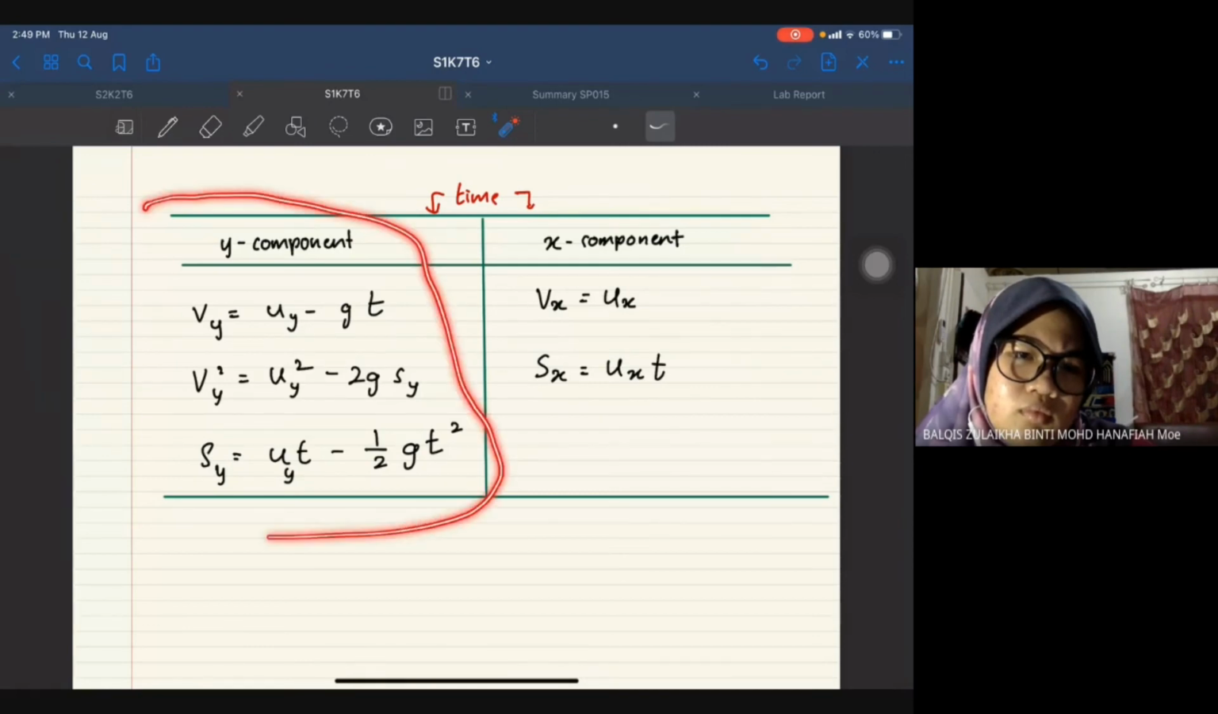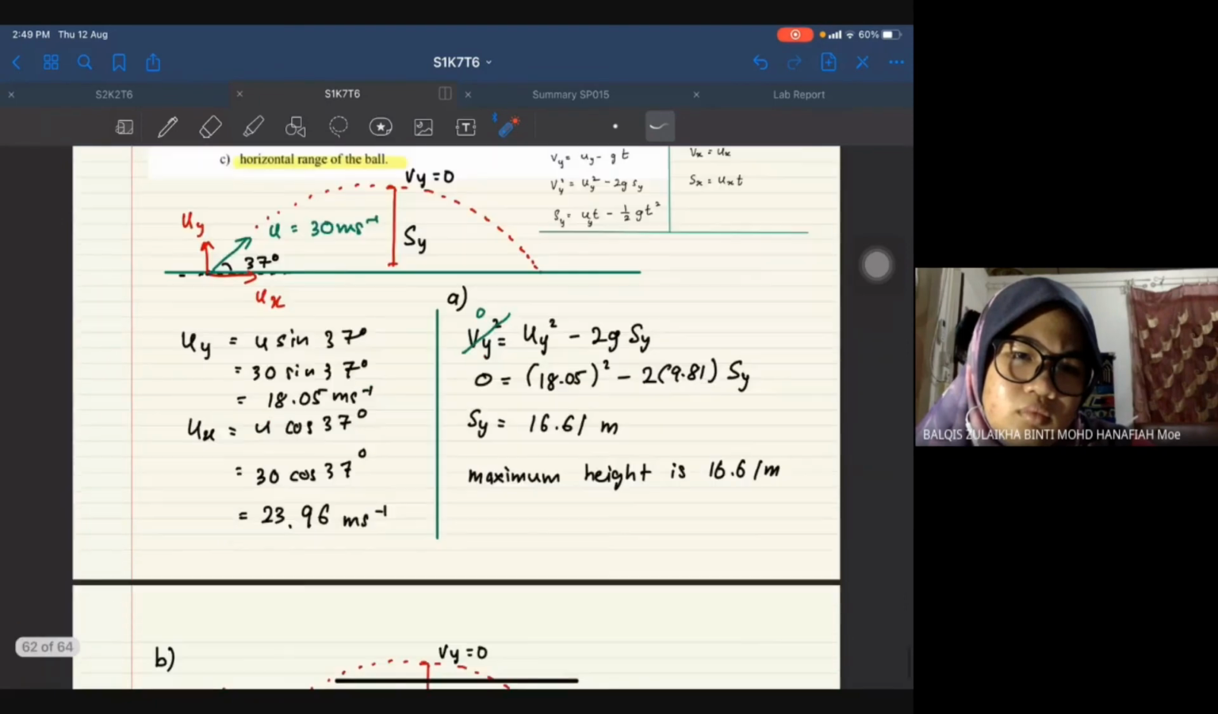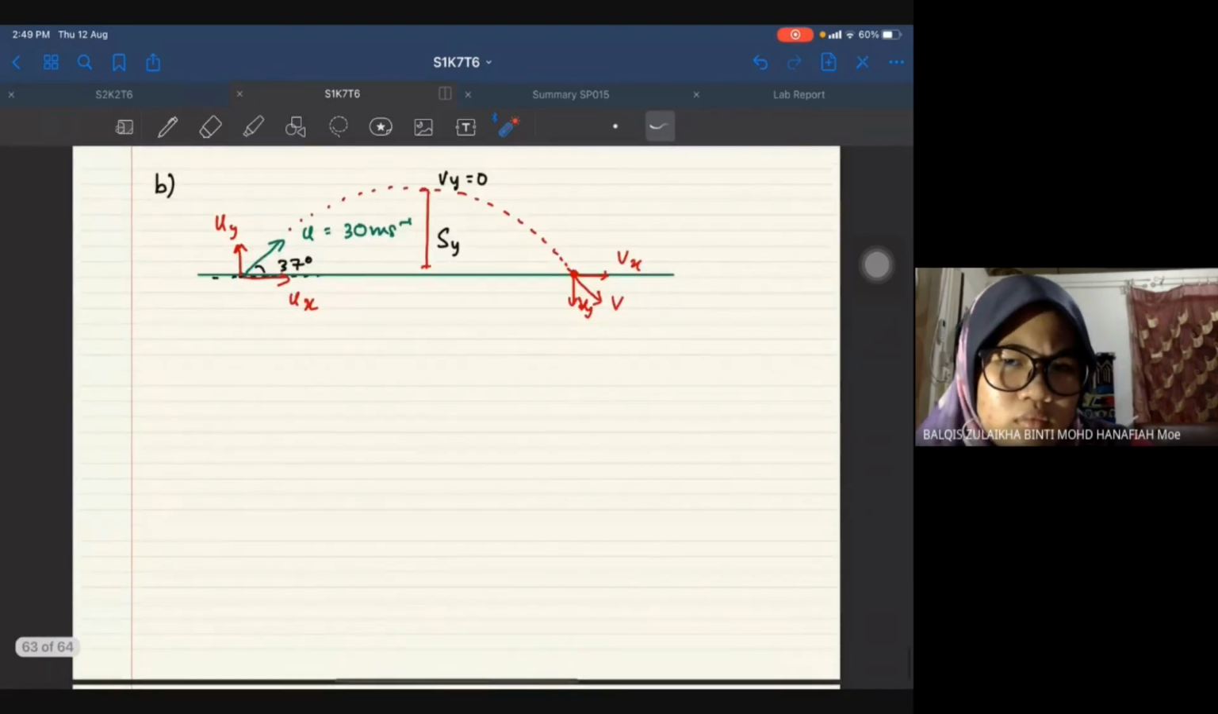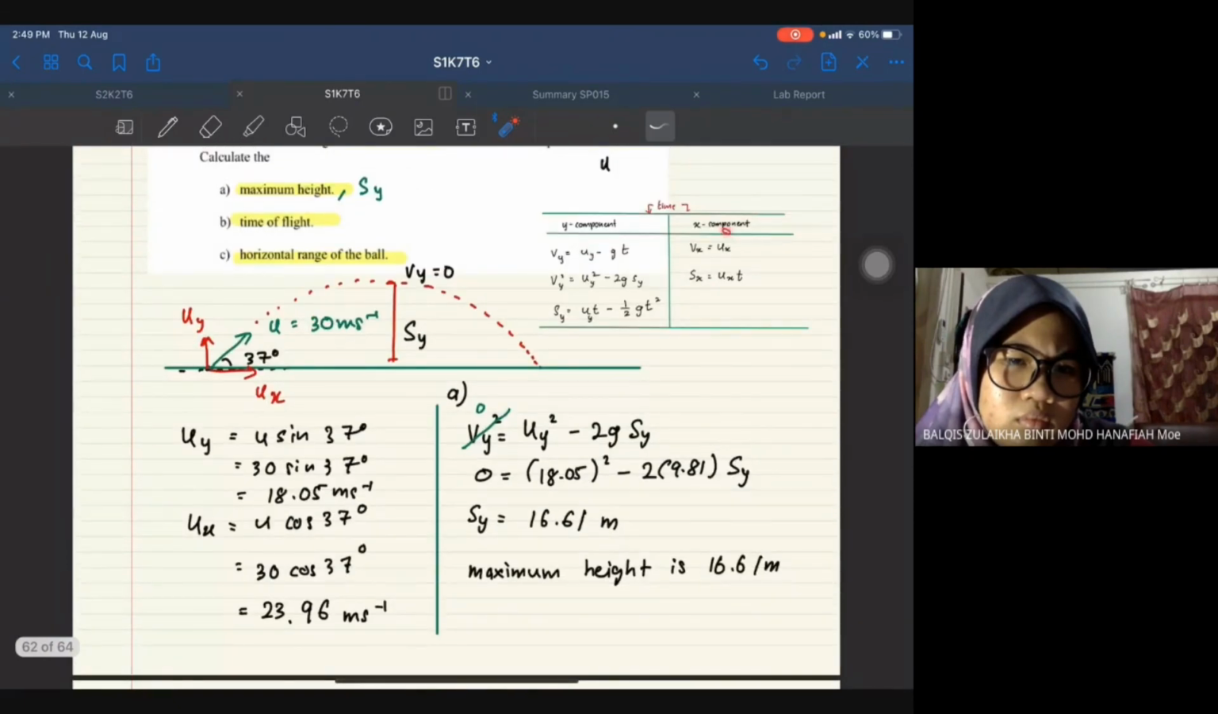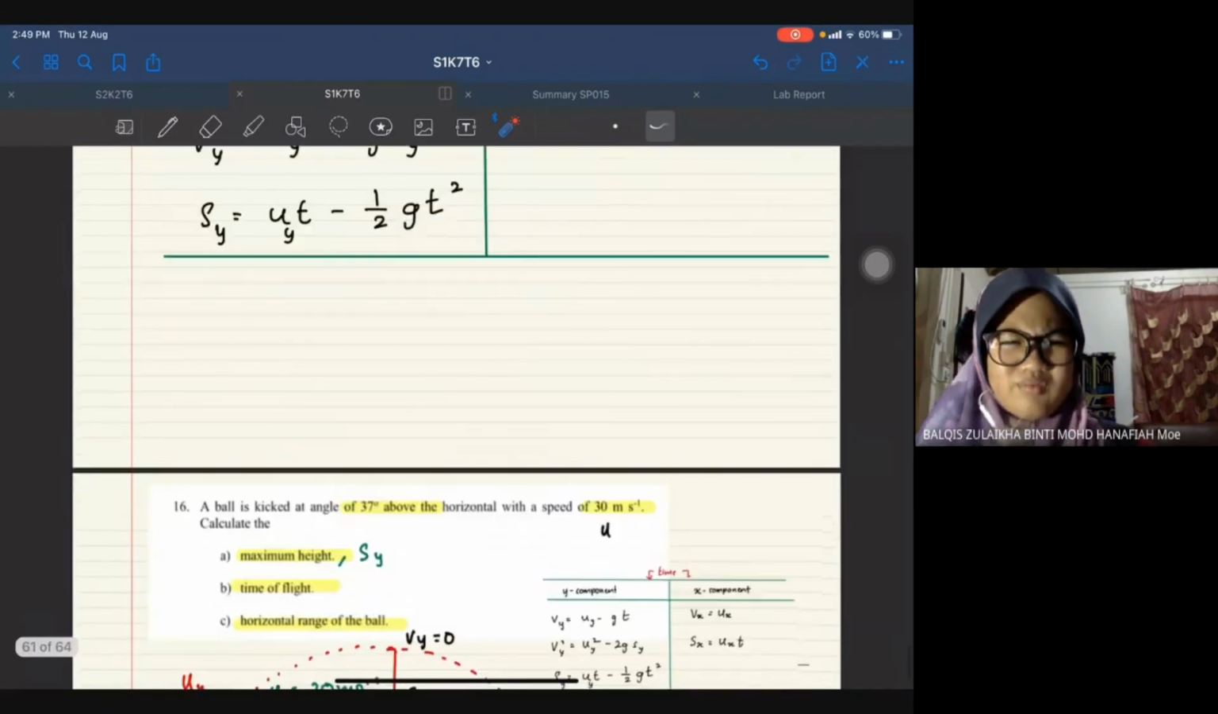Okay, Y component, let's say kita nak solve Y component. Kita nak pakai equation mana? Kita pergi balik kat situ. So X tu dah confirm pun tak boleh. Tengok kat sini saya copy yang ni. Okay, saya akan copy sini balik.